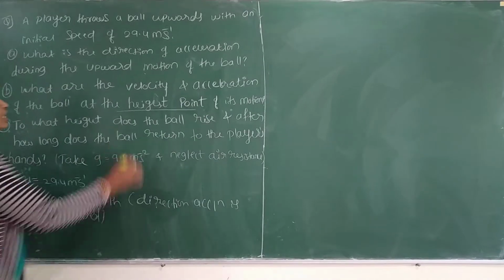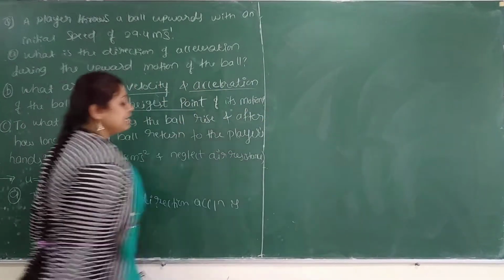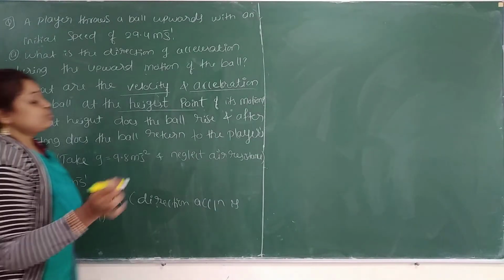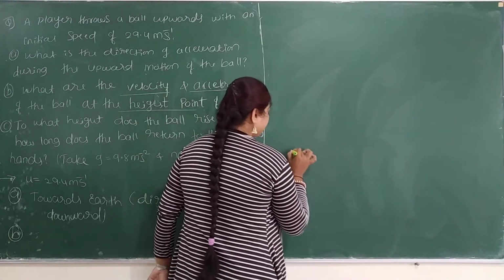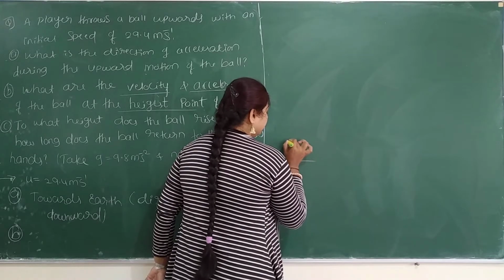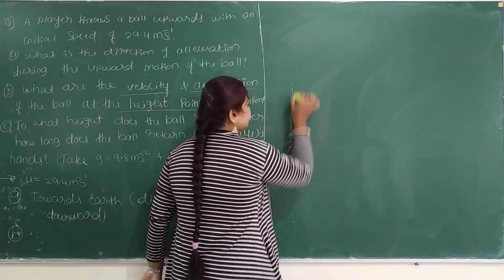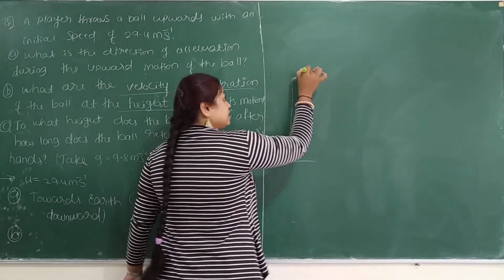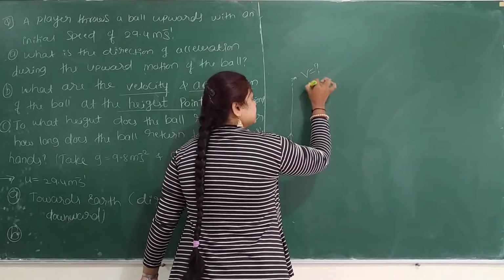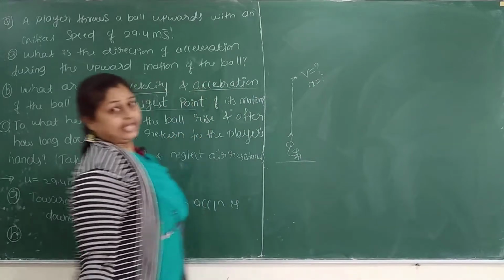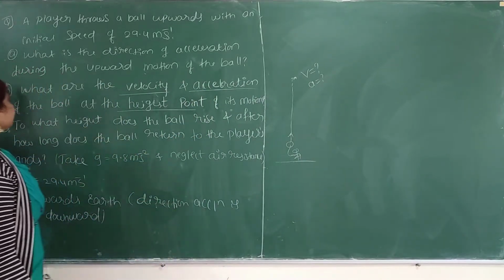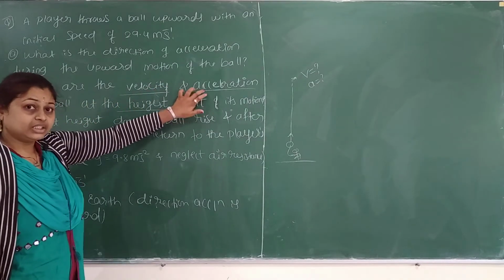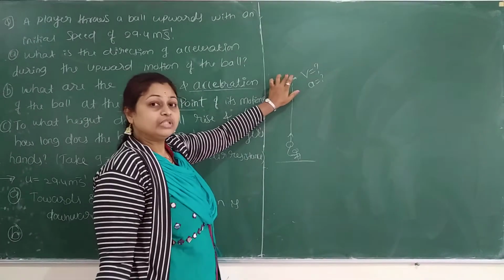At the highest point you have to give the velocity and acceleration values. I will write here only. So once you throw a ball from the ground, it will reach a certain highest point. Let us take it as the highest point. At this point, what is the value of velocity and what is the value of acceleration? Once again, the second question is asking for velocity and acceleration at the highest point of this ball.